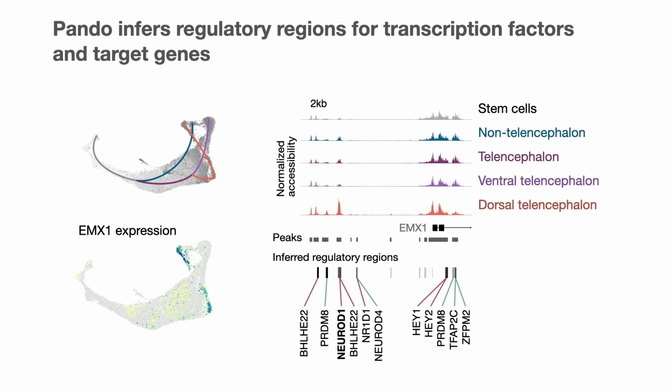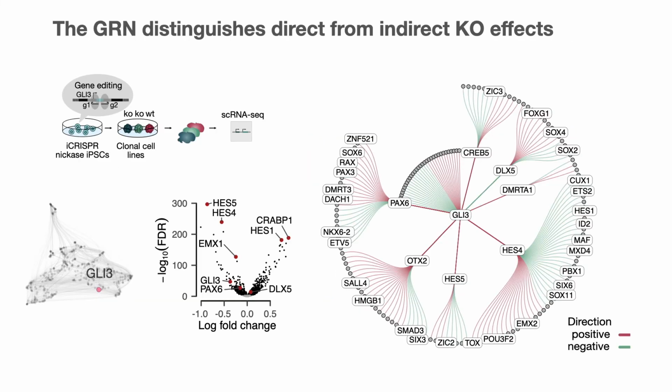Now lastly, I want to tell you about how we use this GRN to interpret the results from a genetic perturbation experiment. Here, we knocked out GLI3, a transcription factor that's involved in dorsal telencephalon development. We knocked it out in stem cells and grew organoids from these knockout cell lines. We performed single-cell RNA-seq, and then we did what one would usually do, and that is perform differential expression analysis between the knockout and the wild type.